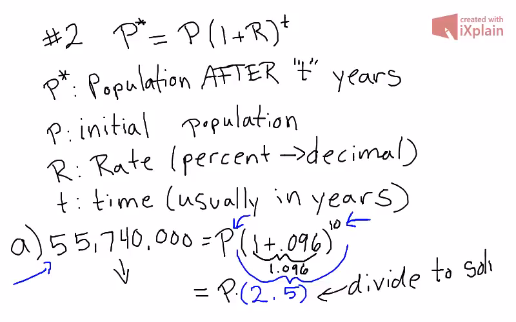So we would just have to divide by 2.5 to solve for p, and that's just after I've evaluated all of these numbers in here. Yeah, so just go ahead and divide by 2.5, and we will go ahead and get an answer there. I think our answer was something along the lines of like 22 million.